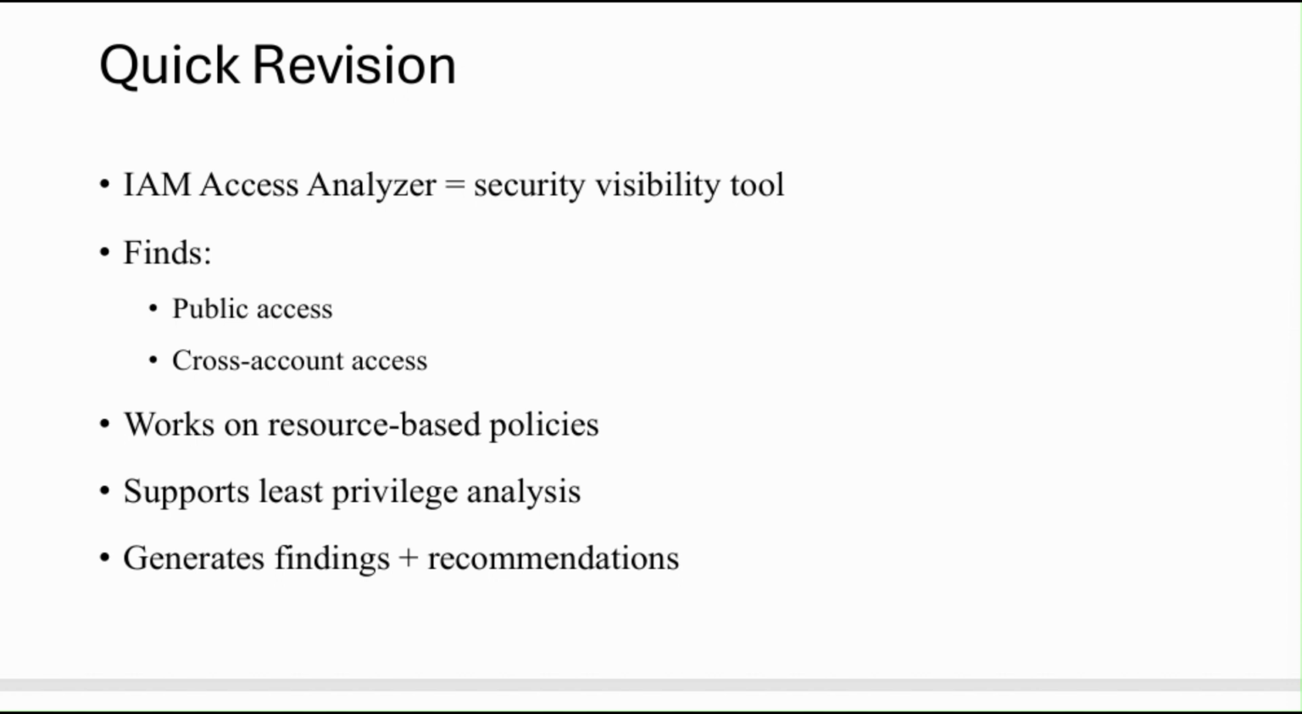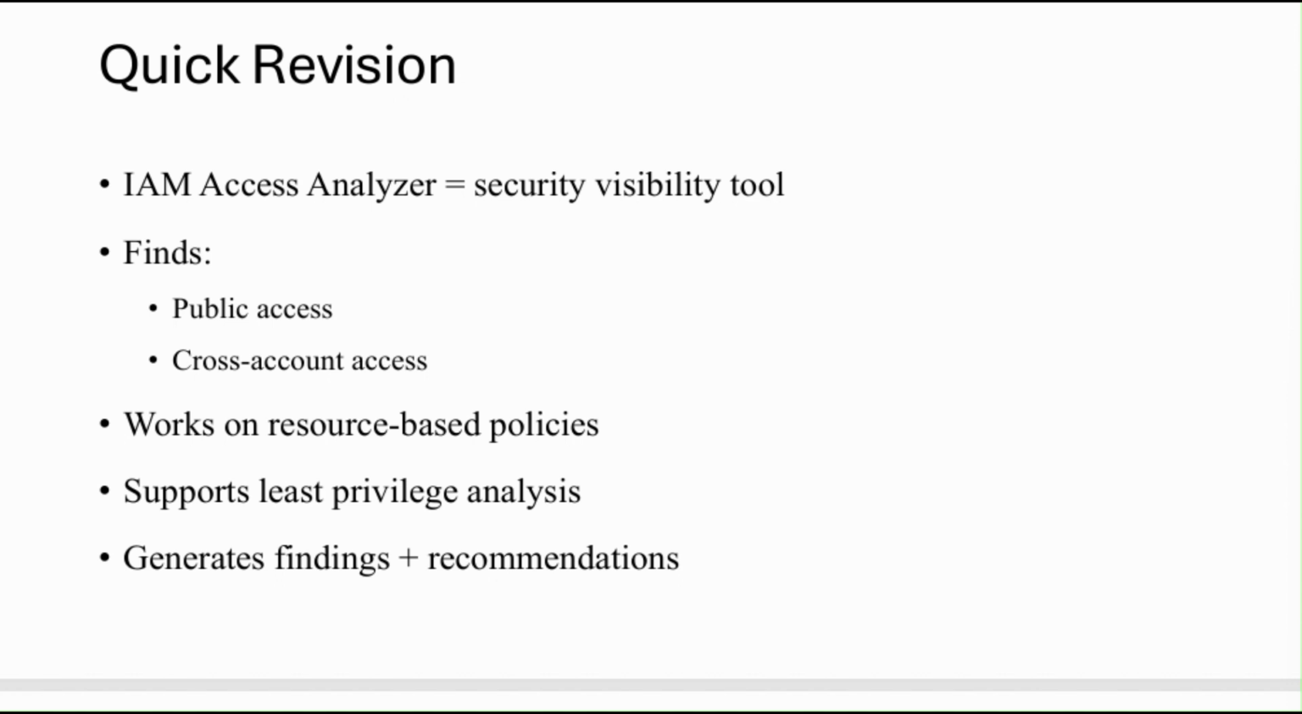Point 3 is works on resource based policies. It checks S3, KMS, Lambda, SQS. It checks what can access each resource. Point 4, it supports least privilege analysis. It identifies unused permissions so you can remove them. Point 5 is generate findings and recommendations. When it finds a problem, it tells you exactly what is wrong and how to fix it. These 5 points are most important. If you remember this, you will understand IAM Access Analyzer.